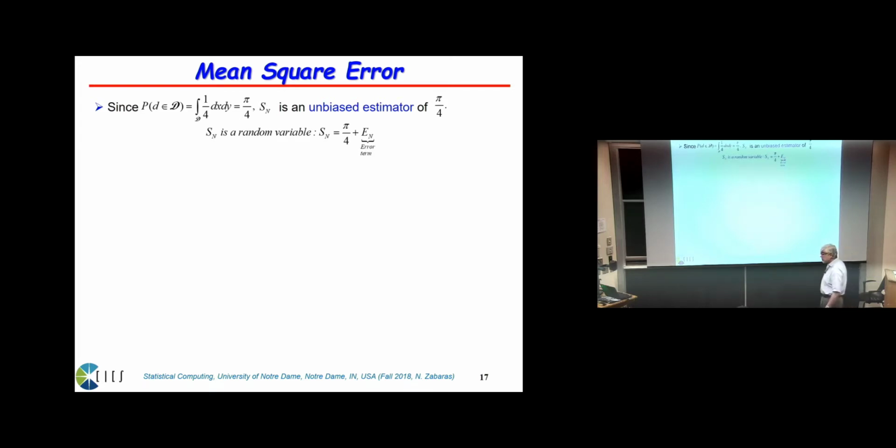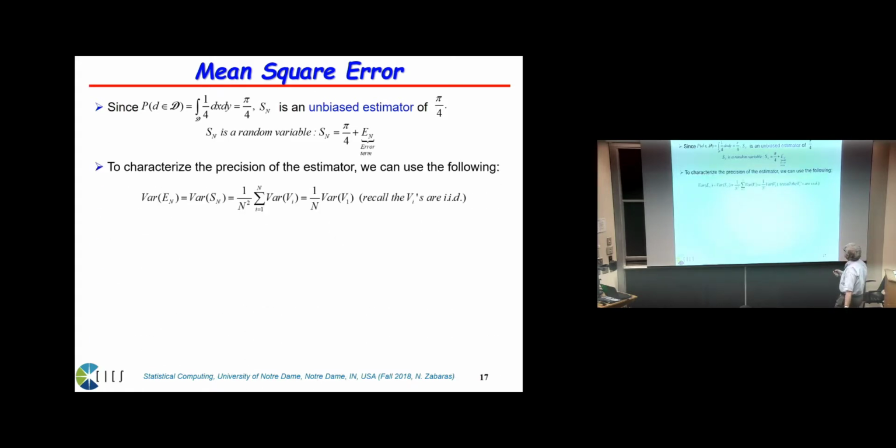What I want to do now, since we are introducing Monte Carlo methods, is to start telling you something about the error. How much error do we make by using the sample mean to approximate pi over 4? Can we say something about the error?